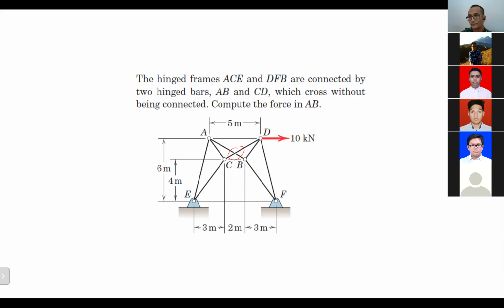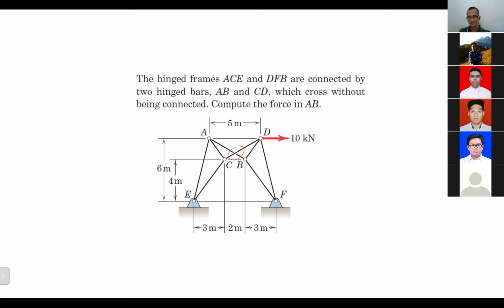Sir, I want to ask. Yes, Azhar. Is it a crossing or an intersection in the middle, the one that I circled? No, they just pass through each other without touching, like this. Oh, okay, so there is no connection there. Yes, AB is one two-force member, and CD is another two-force member, and there is no connection between those two.